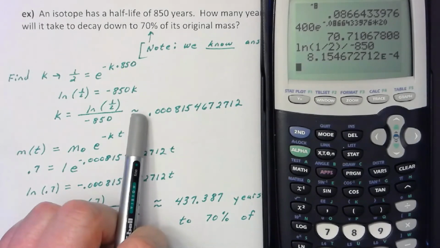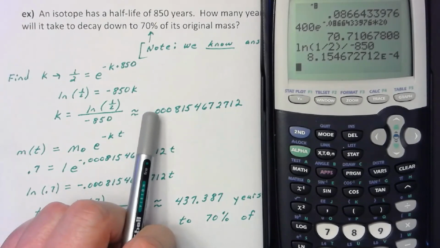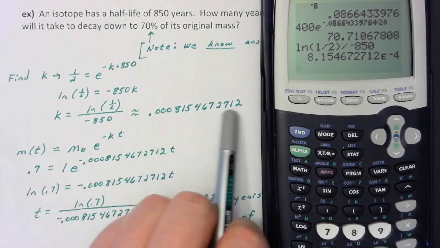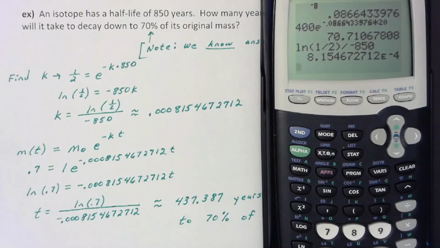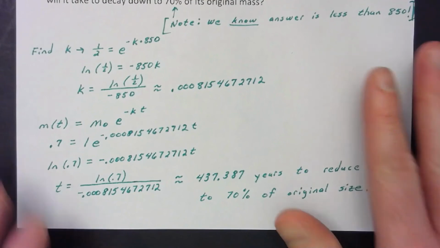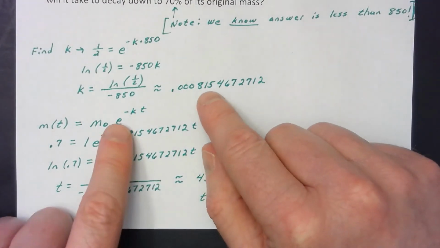So I thought of it as 0.000, so there's really 4 zeros there if I include the 0 to the left of the decimal, and then the number that you see on the calculator. So here's my decay rate, extremely slow decay rate. It's going to take 850 years to reduce down to half the size at this decay rate.